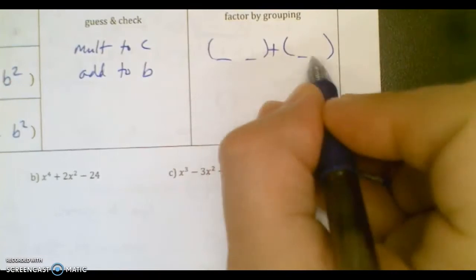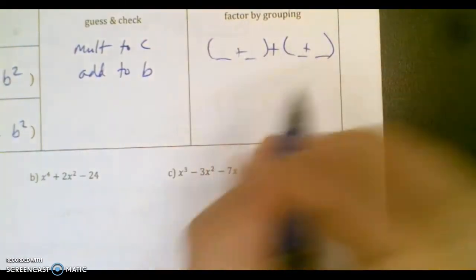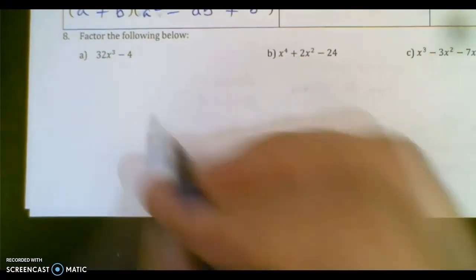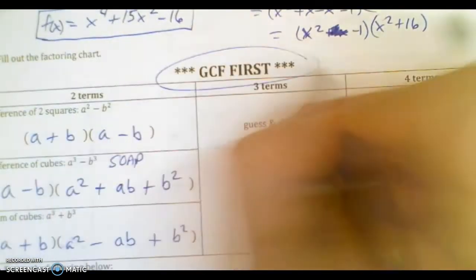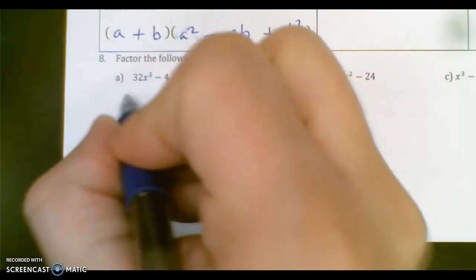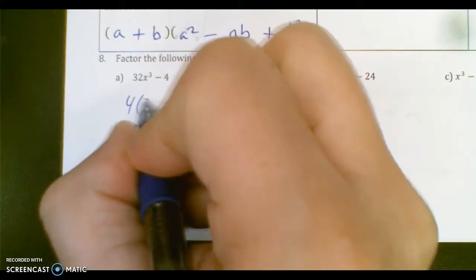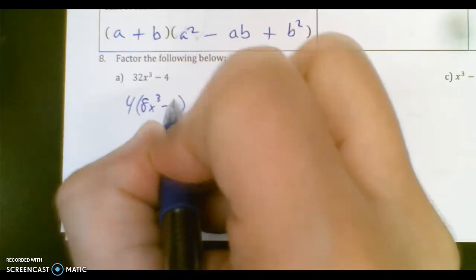So yeah, always when you have 4 terms, you do factor by grouping. Okay, so let's try these down here. You'll see some are easier, but always take the GCF out first. Huge thing. Most problems have a GCF, like this one. You take out a 4, and it's a different problem. We have 8x cubed minus 1.